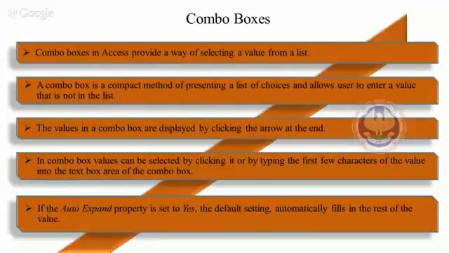Combo boxes is where Access provides a way of selecting a value from a list. A combo box is a compact method of presenting a list of choices and allows users to enter a value which is not in the list. The values in the combo box are displayed by clicking the arrow at the end. So in a combo box, values can be selected by clicking it or by typing the first few characters of the value into the text box area of the combo box. And if we also set the auto expand property to yes, which is the default setting, it automatically fills in the rest of the value.